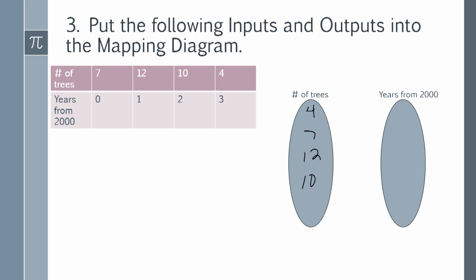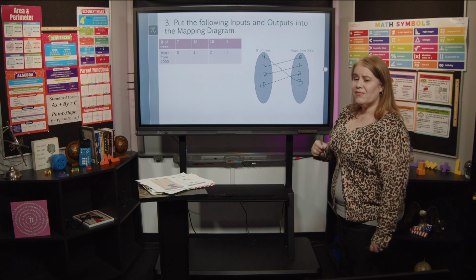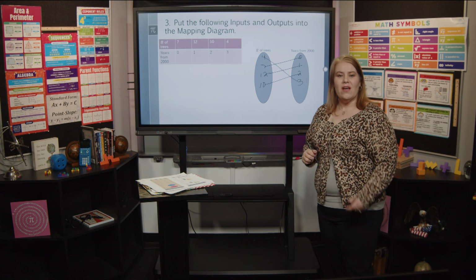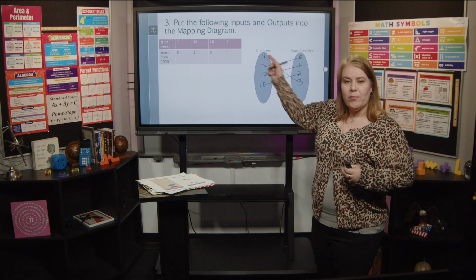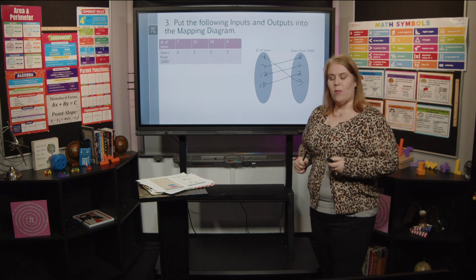Now let's do our years from 2000: 0, 1, 2, 3. For 4, I get 3. For 7, I get 0. For 12, I get 1. For 10, I get 2. Is this a function? Absolutely. For every input that we put in this function, we get one output. Good job.